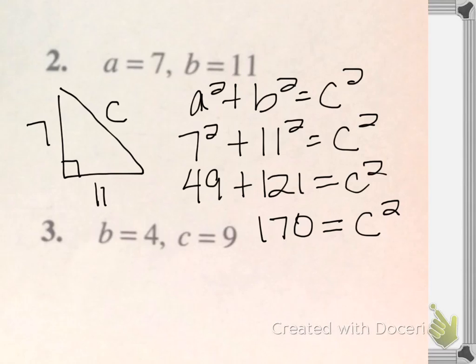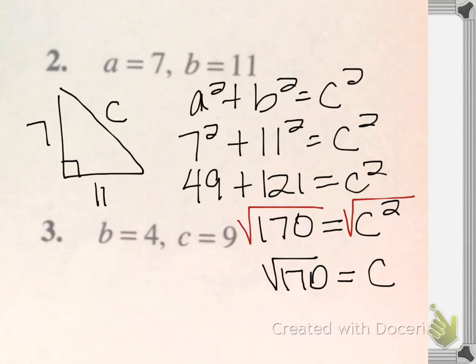Now to find c, we don't want c squared, which is what we have now. To find c, I have to undo the squaring that's happening to the c. Just like in the past, if I had a multiplication and I needed to reverse that, I would divide. If I had an addition, I would have to subtract. So the opposite operation of squaring is taking the square root of both sides. That will leave us with the square root of c squared is c, and the square root of 170 would be the exact answer. And if we could simplify that, we would. 170 doesn't have any perfect square factors.